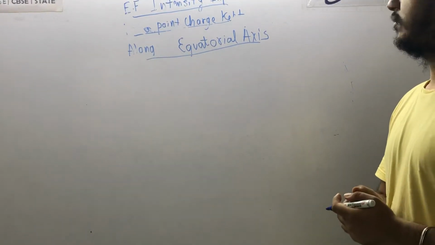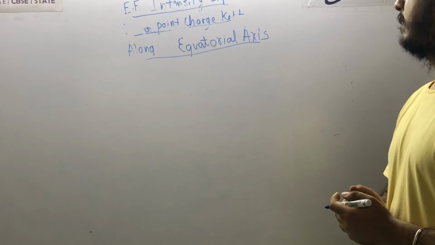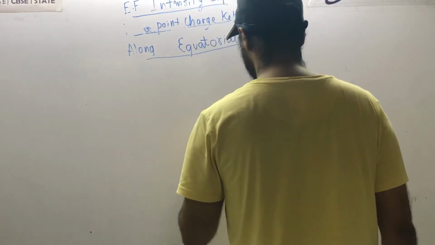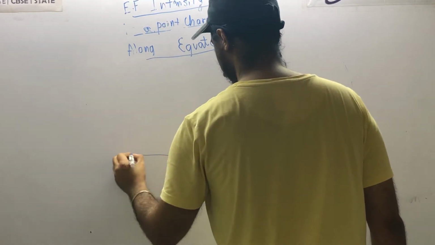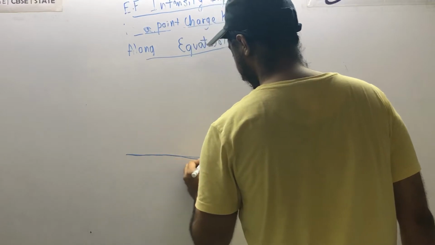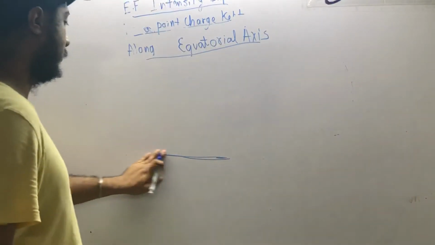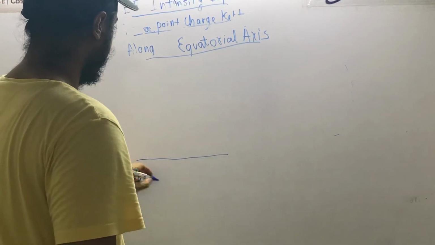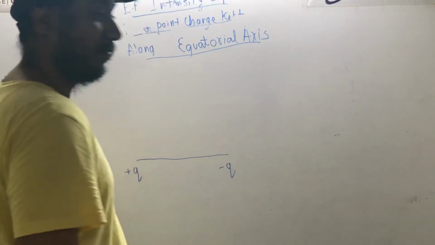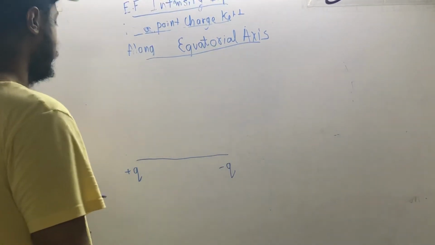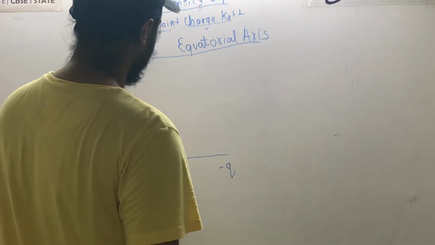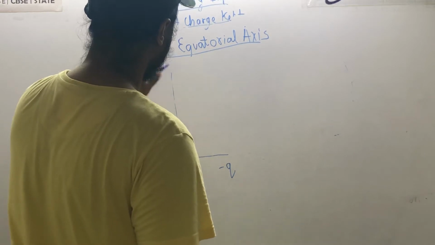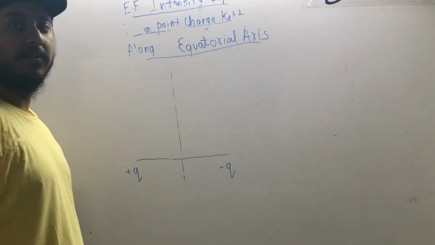Okay, now we will look at electric field intensity experienced by a point charge kept along the equatorial axis. So what does this mean? Say this is an electric dipole here, plus Q, minus Q. Okay, so equatorial point basically means the point on the line that is passing through the center.